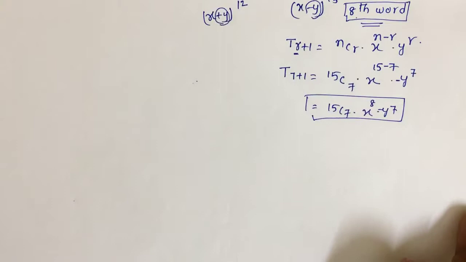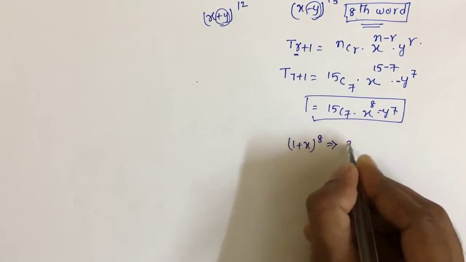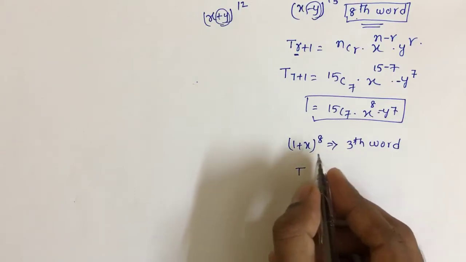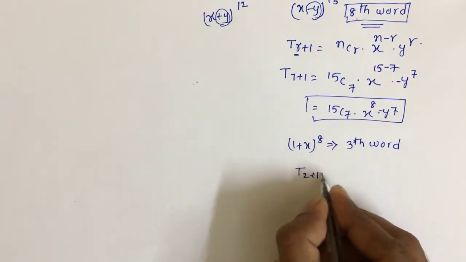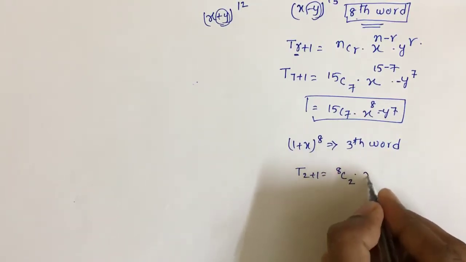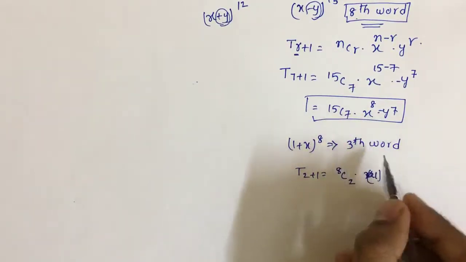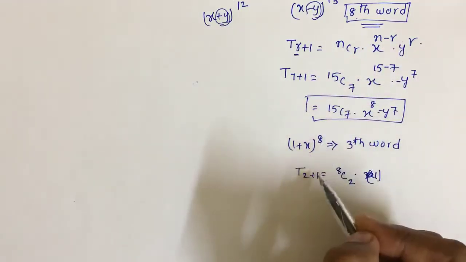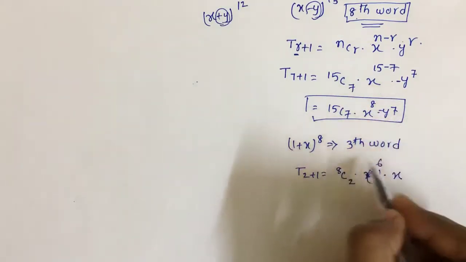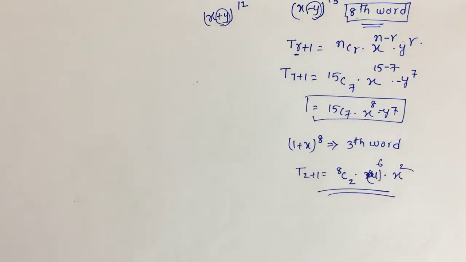And then we have (1 + x)^8. In this we have to identify the third term. So what will the r value be here? 2, so t_(2+1). Then 8C2, and here the first term was 1. So this will be n minus r, that means 8 minus 2, 6, and then next we have x, the r value is 2. So this is the answer that will come here.